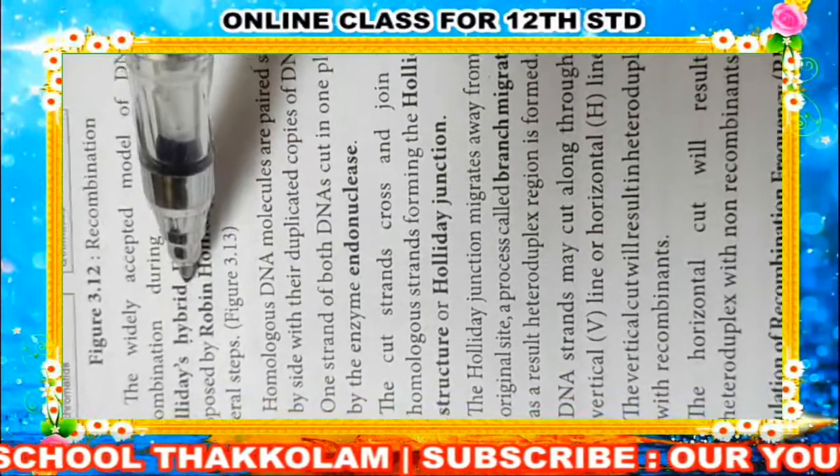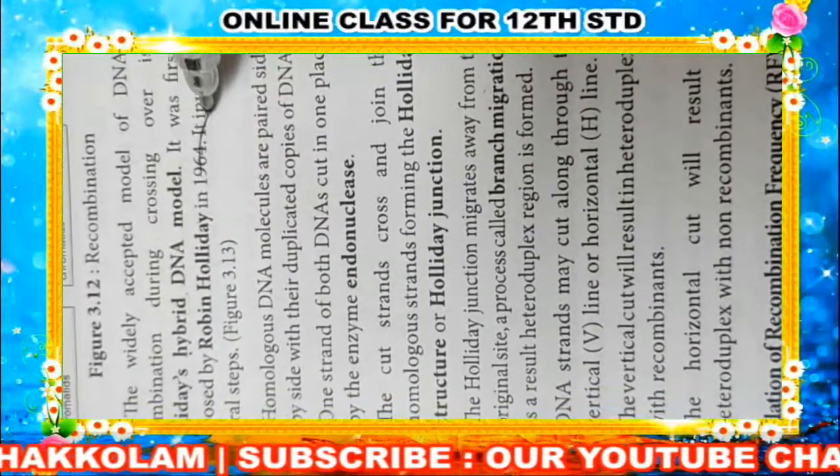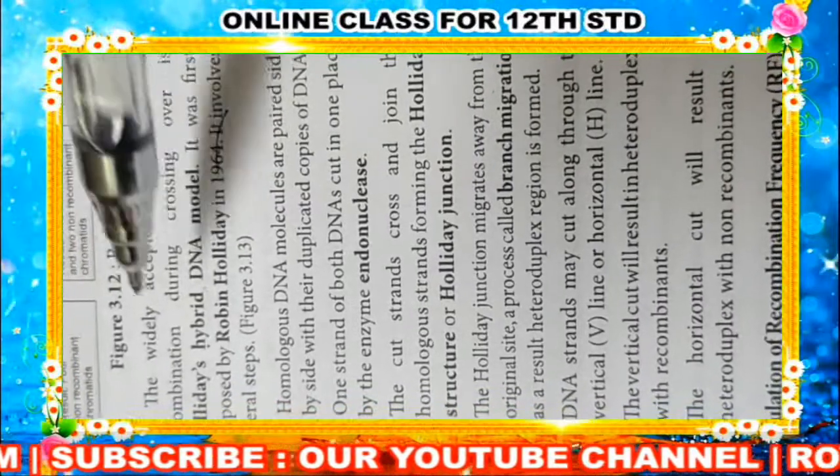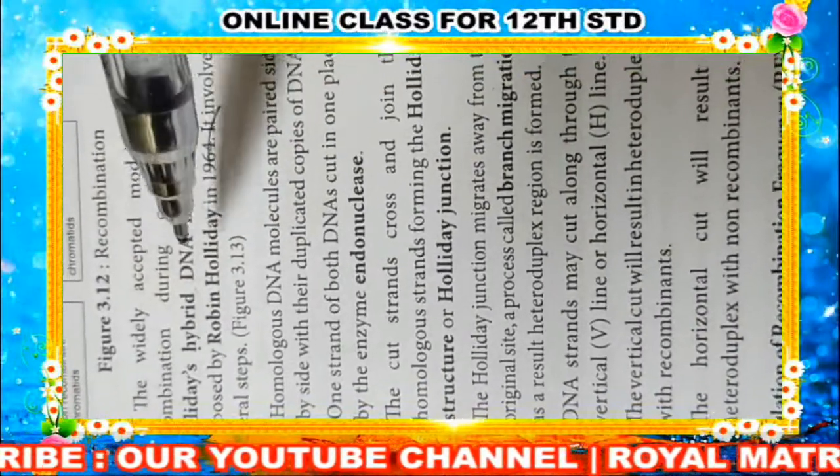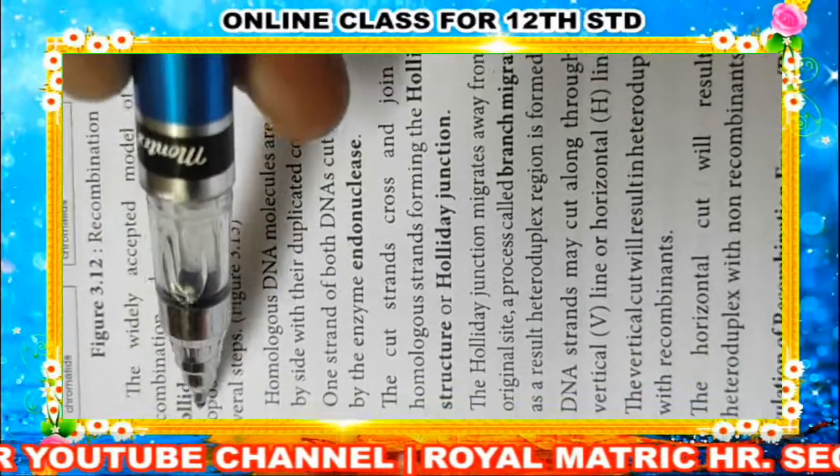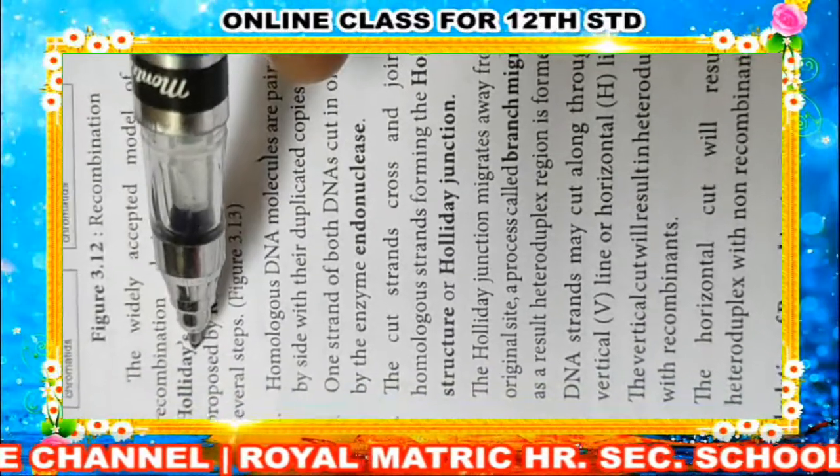The widely accepted DNA model during the crossing over is Holliday's hybrid DNA model. It was first proposed by Robin Holliday. That's why the name is given. To honor him, the name is given as the Holliday hybrid.